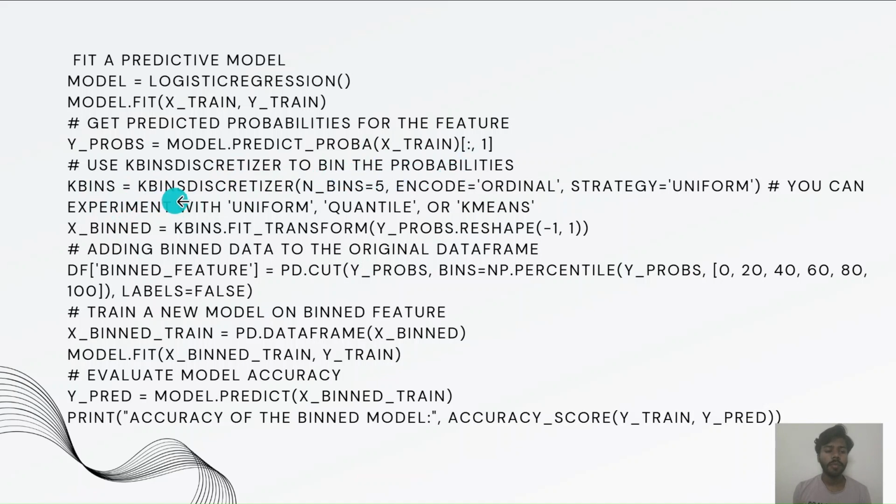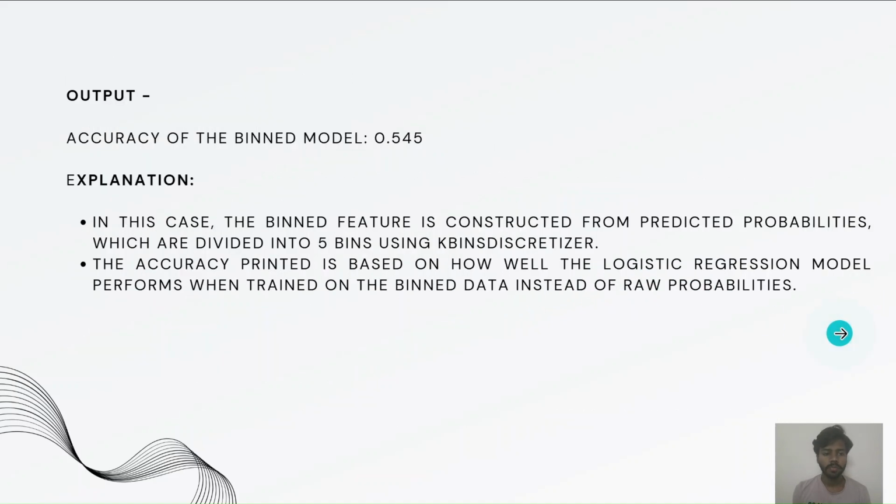So how we assign KBinsDiscretizer: n_bins is 5, encode is ordinal, strategy is uniform, and you can experiment with uniform, quantile or kmeans as well. Now X_bin is assigned the k-bins fit and transform of y_probabilities, right? And adding bin data to the original data frame. So df bin feature is assigned pd.cut, and as you can see, we move to the output. So here we get the output: accuracy of the binned model 0.545.